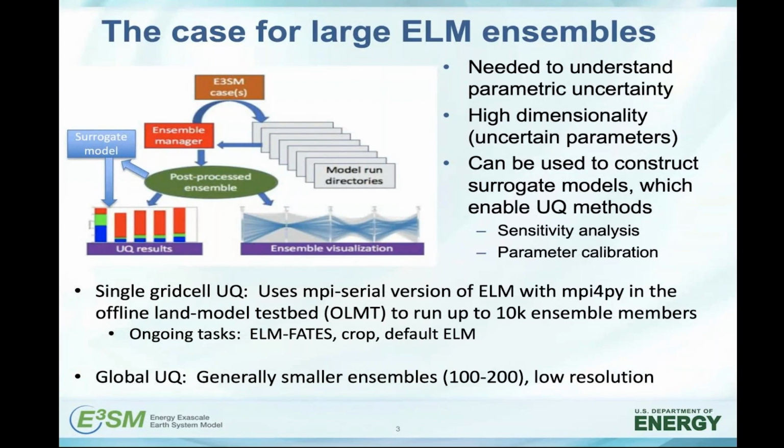And so up until now, we've done quite a bit of work at the single grid cell or single column level, where one nice property of the land model is that we can isolate these single grid cells and run them since there's no communication currently between cells in the land model. So we use an MPI serial version of the model and develop a parallel capability to run ensembles with lots of different parameter values. And we've done that with the default ELM. We're doing it now with ELM-FATES and the crop model.